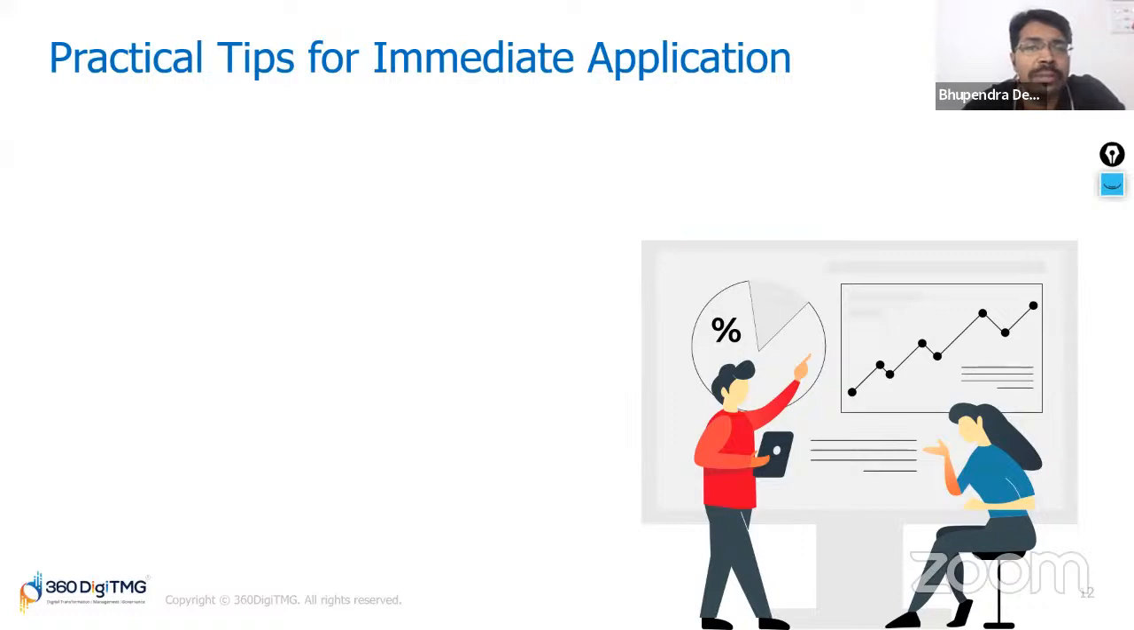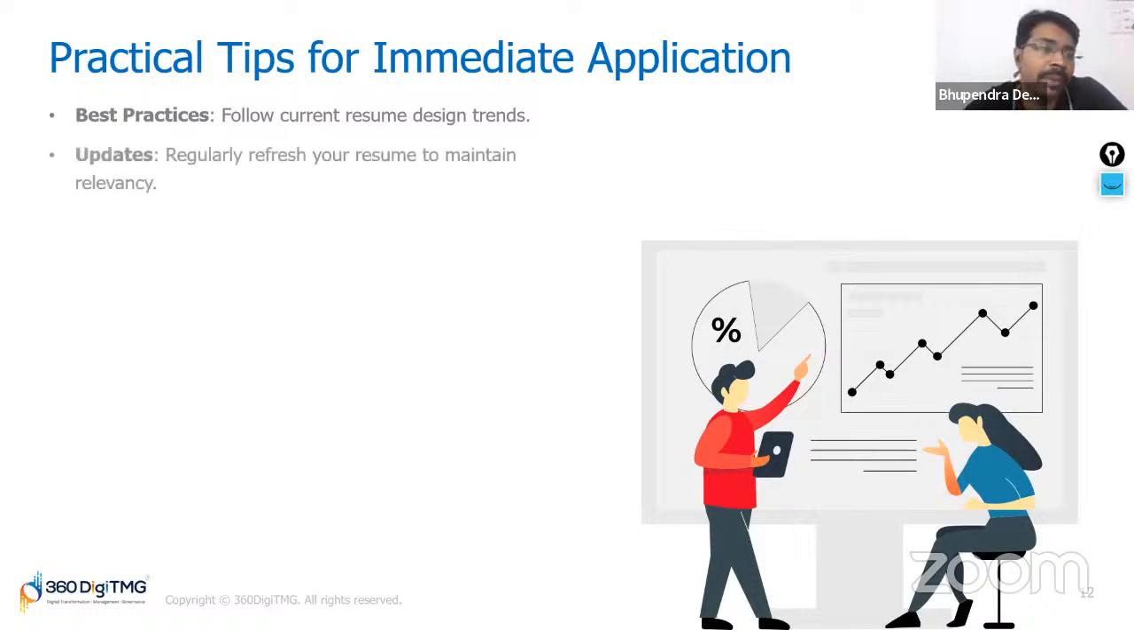Now, practical tips for immediate application. If you want to apply immediately, or in the near future, we talk about best practices. You should follow the current resume design trends. Photos are okay. You can include them or not include them, that is completely fine. But nowadays, there are many resumes which are not carrying photos, because that is a current trend. If you are not putting your photo, that is completely fine.